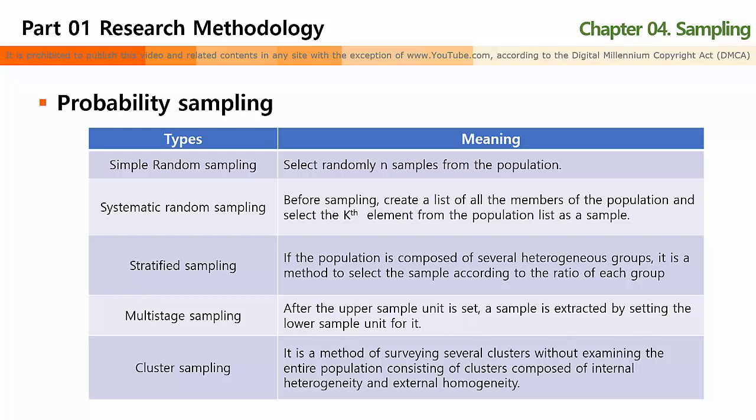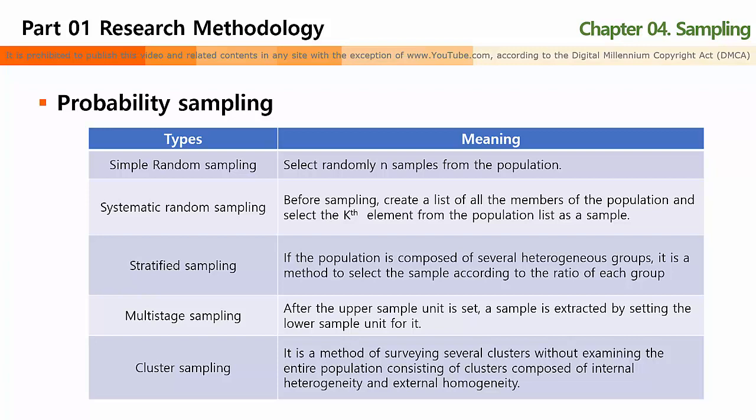The fourth is multi-stage sampling. After the upper sample unit is set, a sample is extracted by setting a lower sample unit within it. For example, a university constructs a sample by dividing it into colleges, and then dividing the colleges by department.